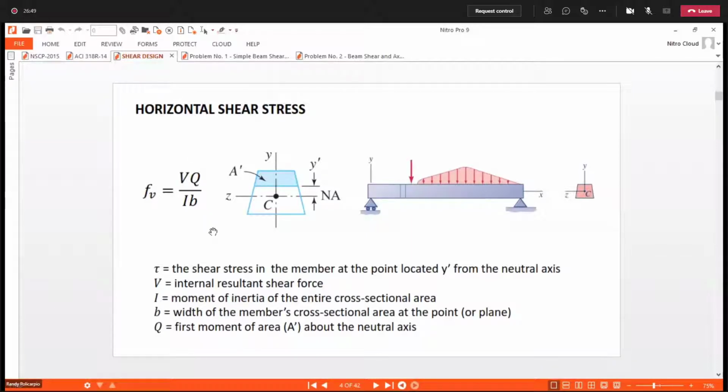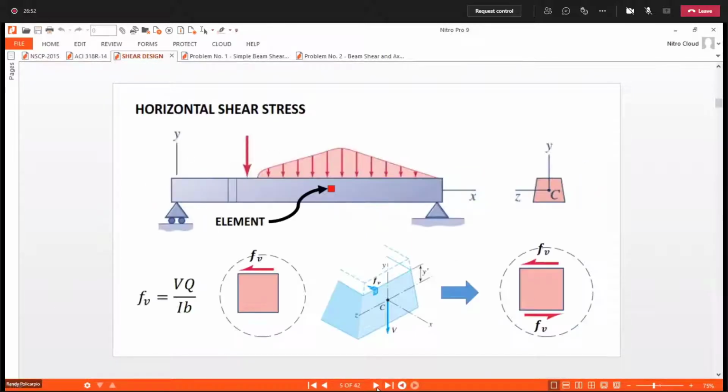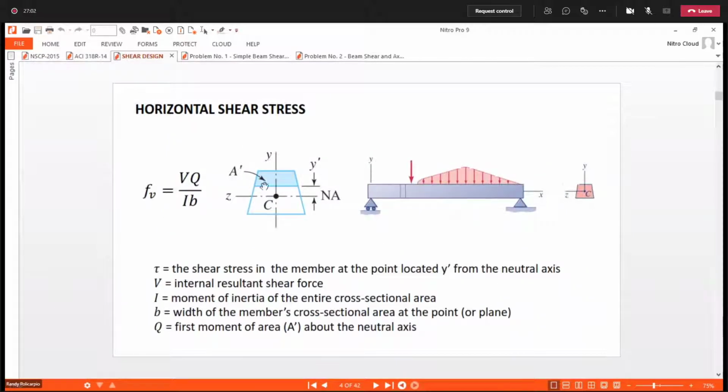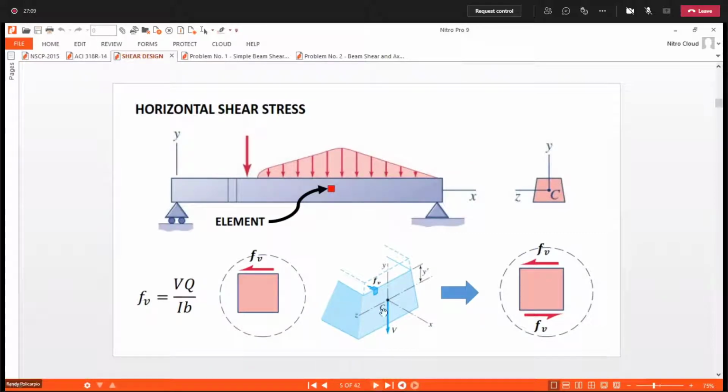So, that is how we make use of this. So then, if we will consider the horizontal shear stress, the stresses that we are getting here are actually the horizontal shear stress. Now, if we will consider an element, because this element is very small, infinitesimal in its dimension. Okay?